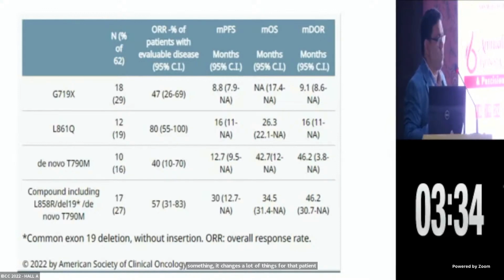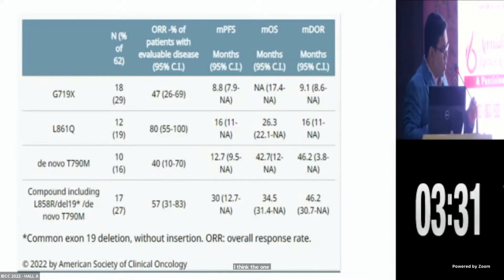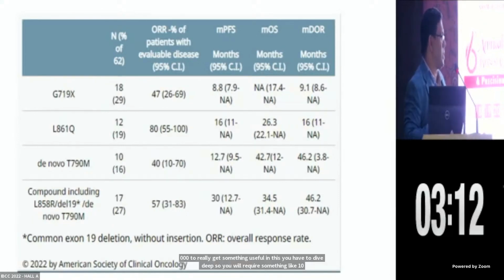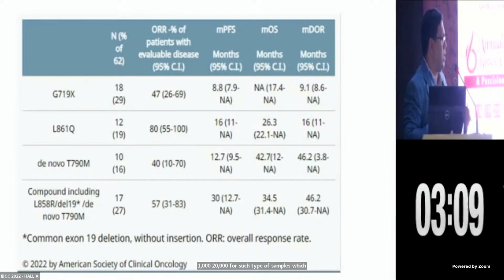Another issue is that when you have CSF cell blocks or CSF, you try to work on CSF like a liquid biopsy of blood. Most of our, at least in our setup, the depth of coverage is not that great. It's like 1,000 or 2,000. To really get something useful in this, you have to dive deep. You will require something like 10,000, 20,000 for such samples, which I think most of our labs are not doing. So that is a problem. In fact, we did a project of looking at liquid biopsy development in our lab. It took us a long time to get concordance up to 85%. We have not moved beyond that.